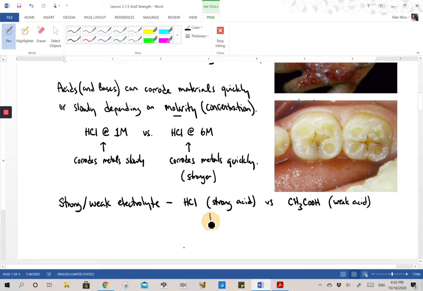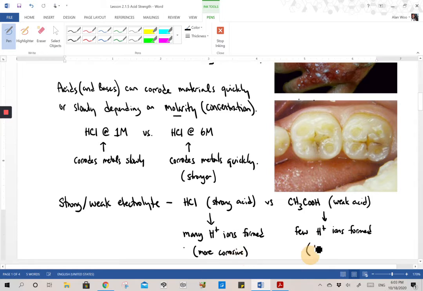So for a strong acid here, you have many H plus ions formed. While we know that for vinegar, you have few H plus ions formed. So between the two, this is more corrosive. And your weak acids are less corrosive.